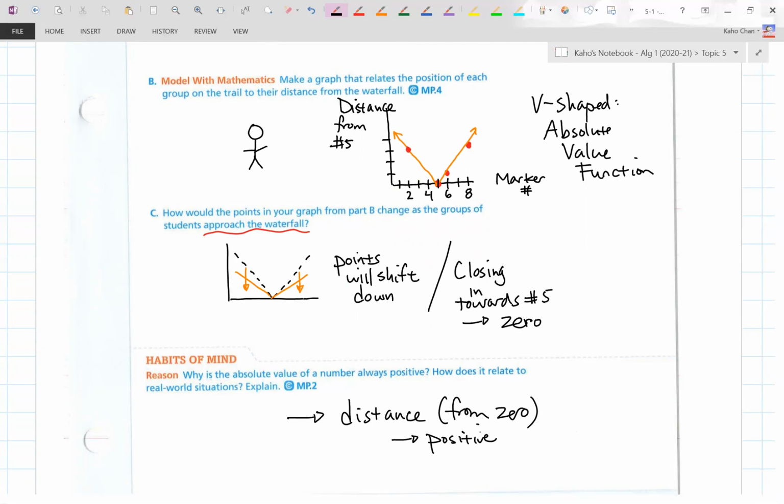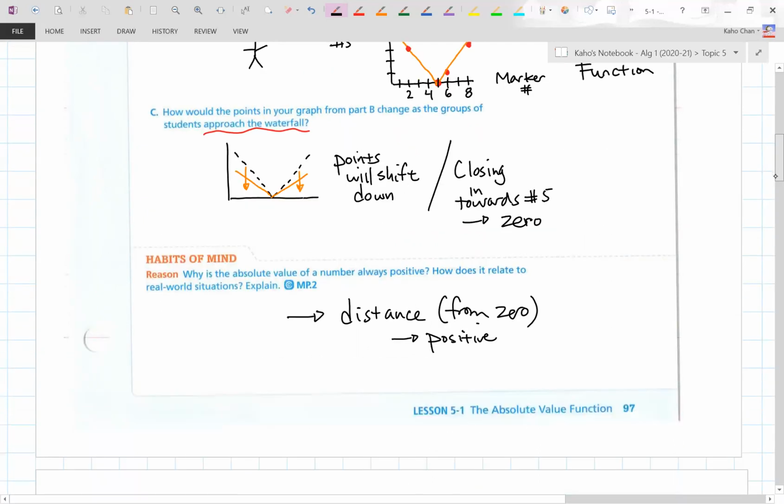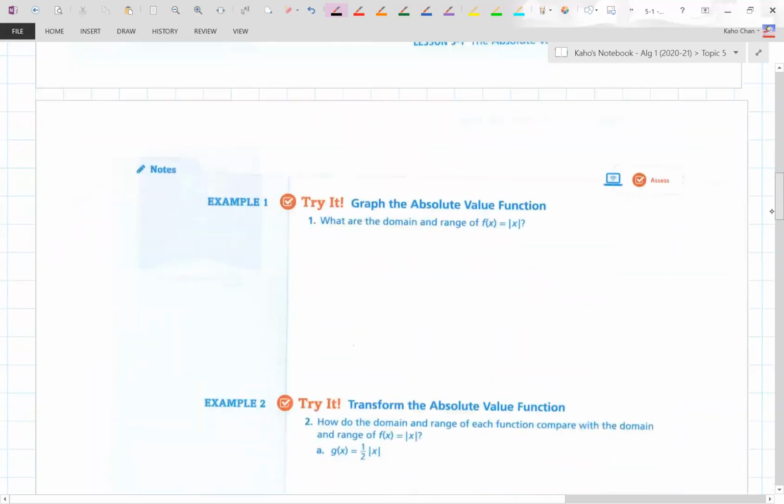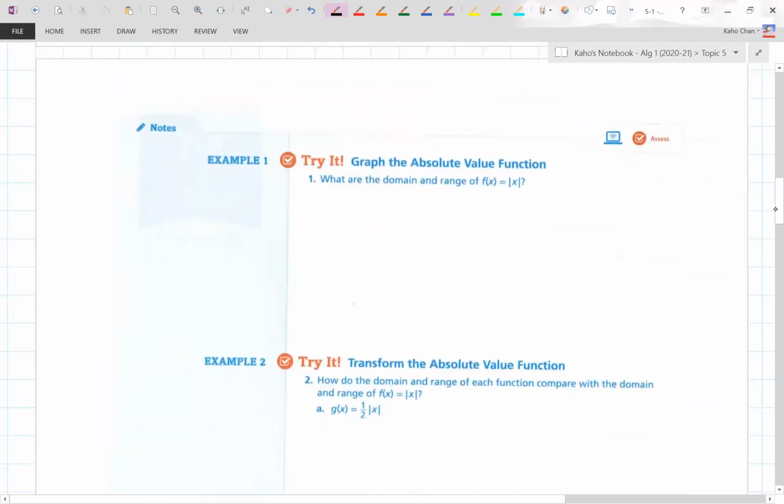So I did open the can of worms here already when it comes to describing this particular section's parent graph called the absolute value function. So here it is, ladies and gentlemen, the absolute value function, f of x equals the absolute value of x, distance from 0 on the number line.